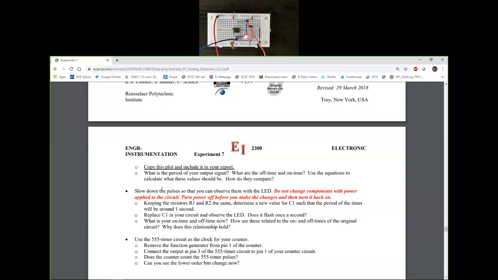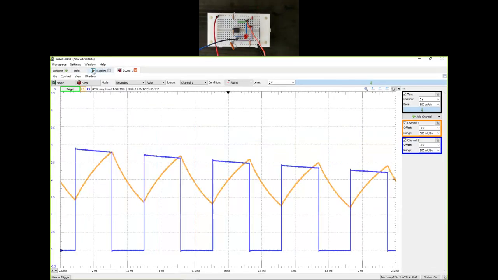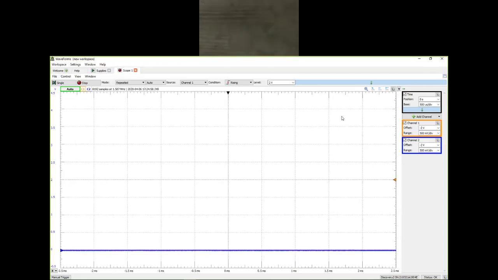For this, I'm going to turn off my supplies, and the moment I turn off the supplies, the scope goes to 0 for everything. That's fine, I can just work on the circuit now. I can pull out this capacitor that I don't need. However, I need to figure out what the new capacitor value is, so I'm going to do some calculations that I will show you over here.